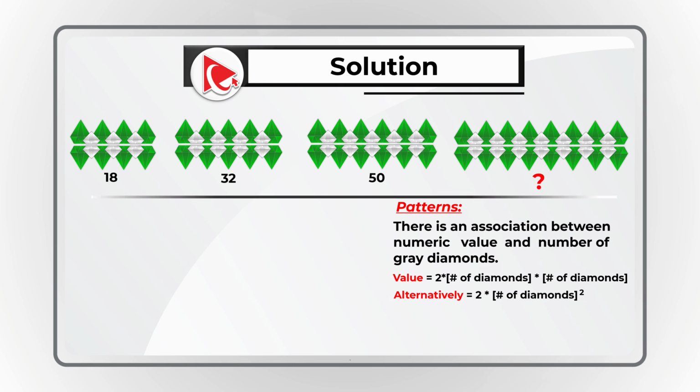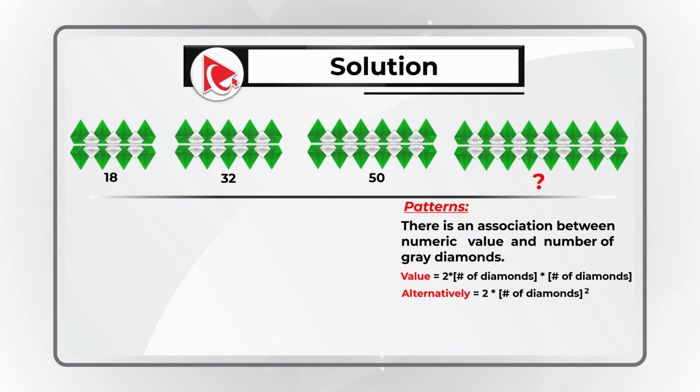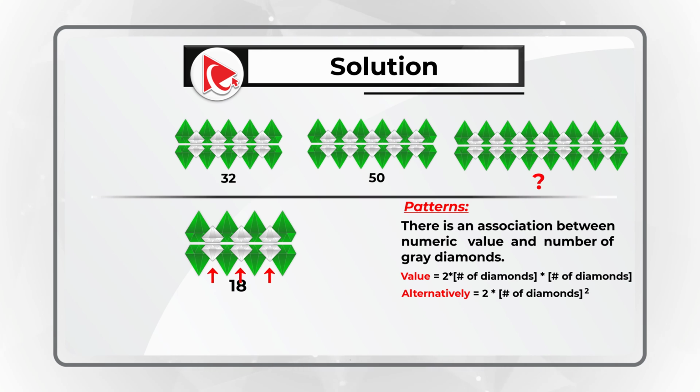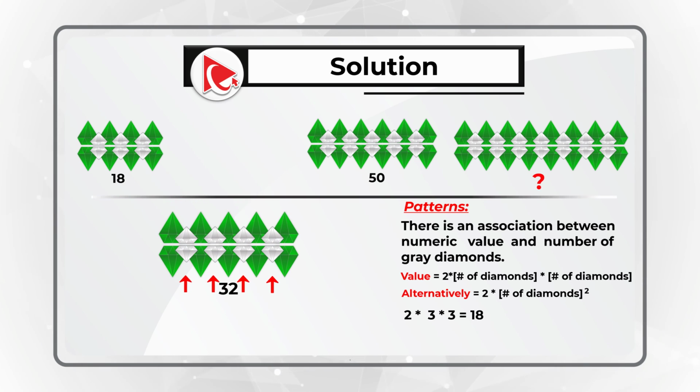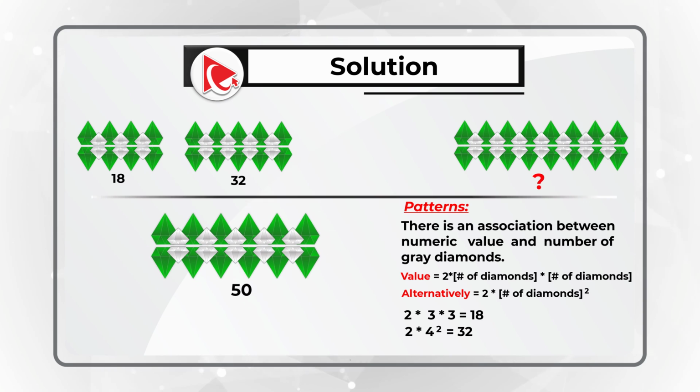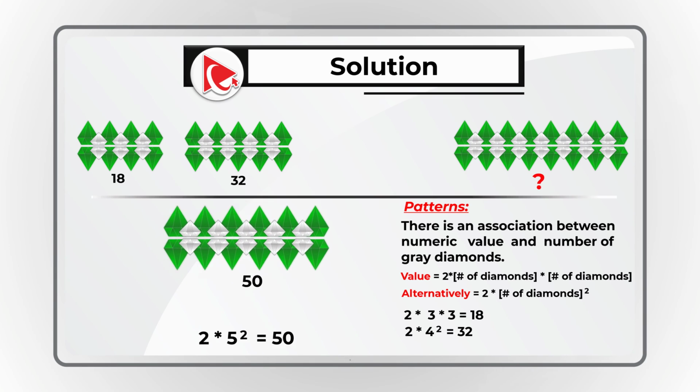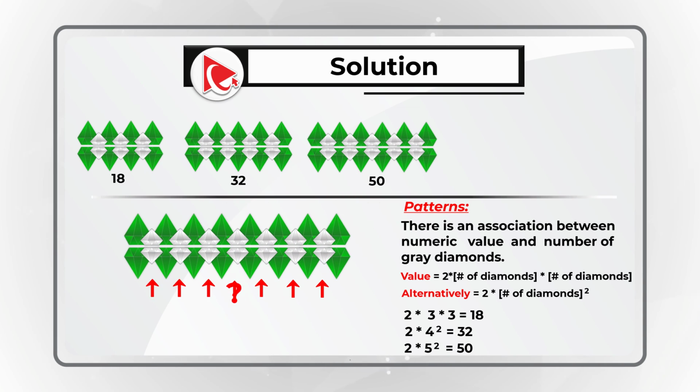Let's look at the example. The first diamond group has 3 gray diamonds. 2 multiplied by 3 and then again multiplied by 3 equals 2 multiplied by 9, which equals 18. The next diamond group has 4 diamonds, and 2 multiplied by 4 squared equals 2 multiplied by 16, which equals 32. The next one has 5 diamonds. 2 multiplied by 5 squared equals 50. The missing number has a group with 7 gray diamonds.